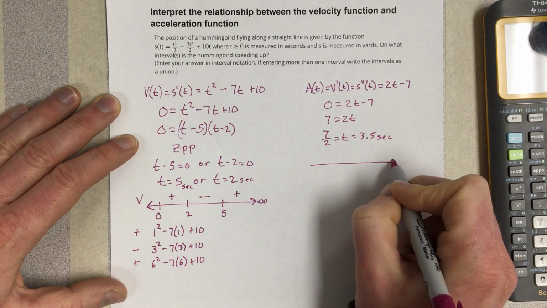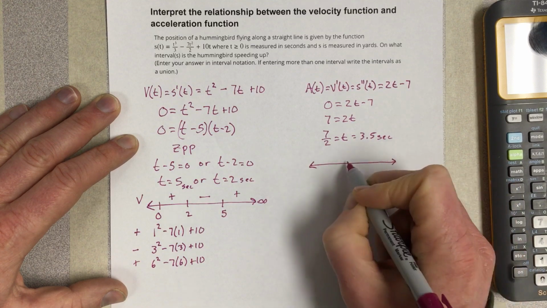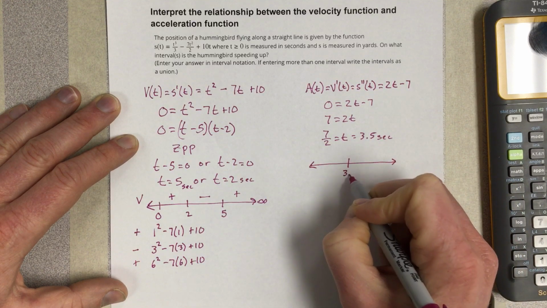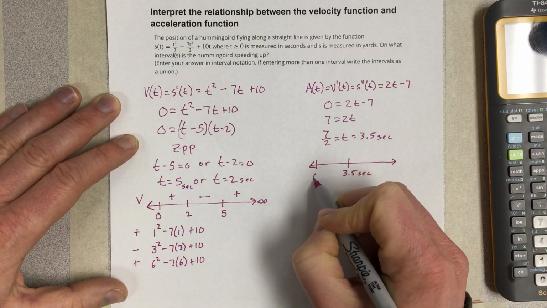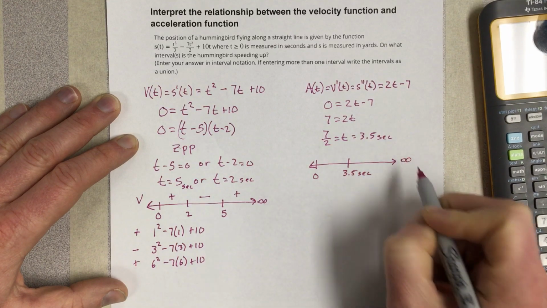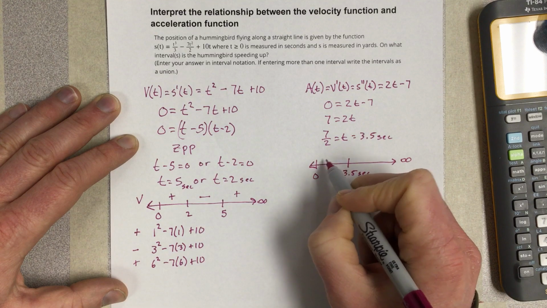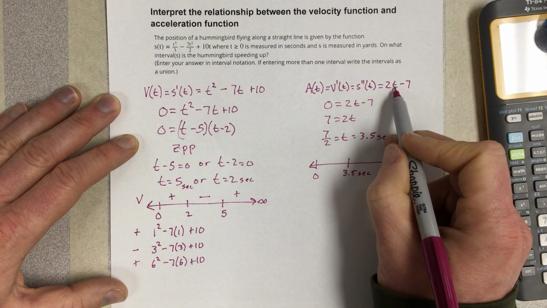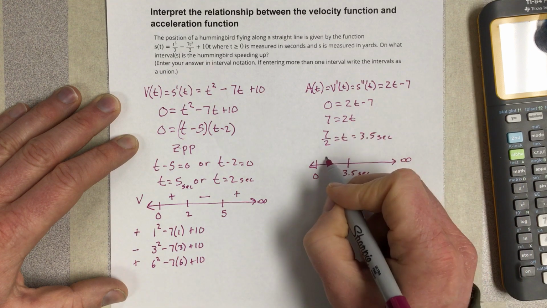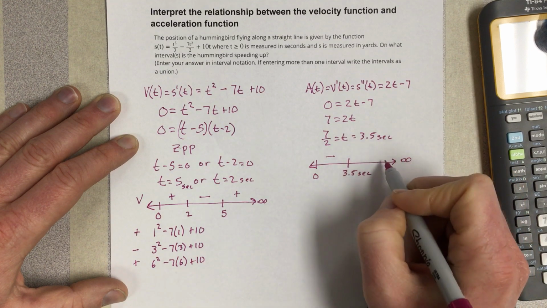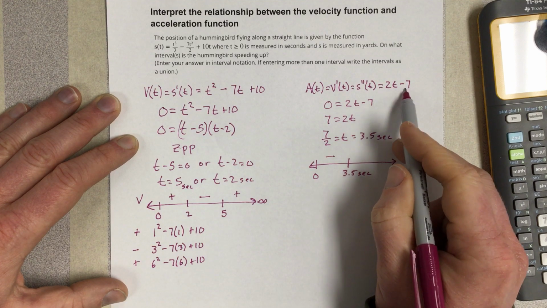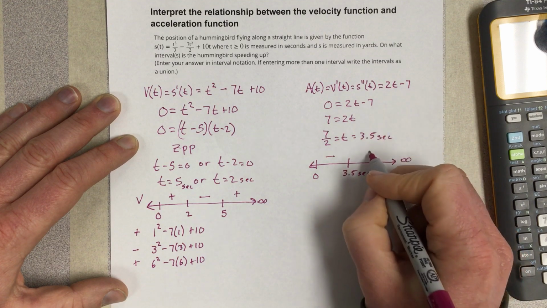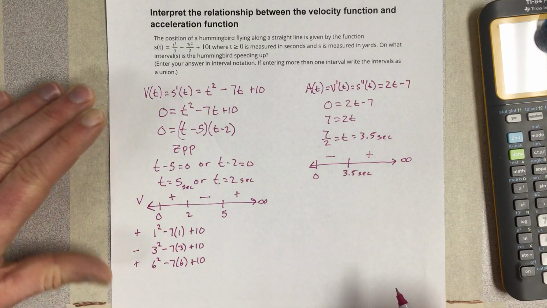Let's look at the acceleration. 3.5 seconds. Let's check from 0 to 3.5, and then obviously 3.5 to infinity. So we're going to check 1. If I plug in 1 here, I get 2 times 1, which is 2, minus 7, that's negative. So acceleration is negative in that region. And let's pick out 5 here. So 2 times 5 is 10, minus 7 is 3, positive.